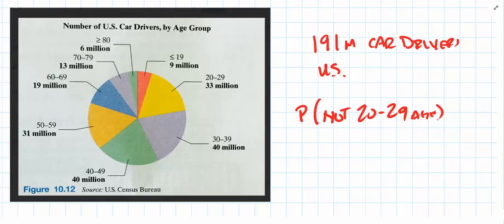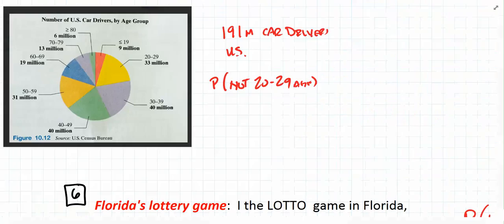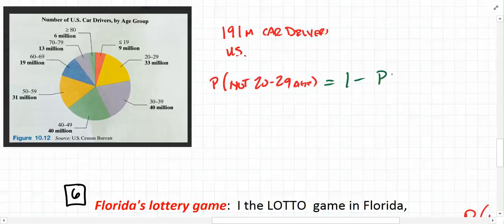You do 33 divided by 191. So this is going to equal 1 minus the probability that they are in the age group of 20 to 29. Does that make sense? So the probability that they're not is 1 minus the probability that they are. So that's going to be 1 minus 33 divided by 191. 33 over 191 represents the probability that they are in that age group, and that's representative of this picture right here, the 33.